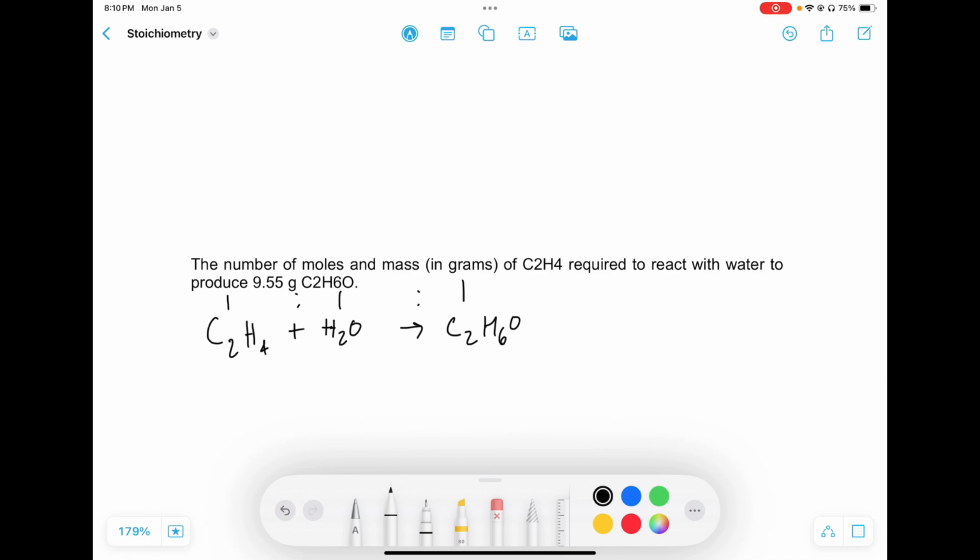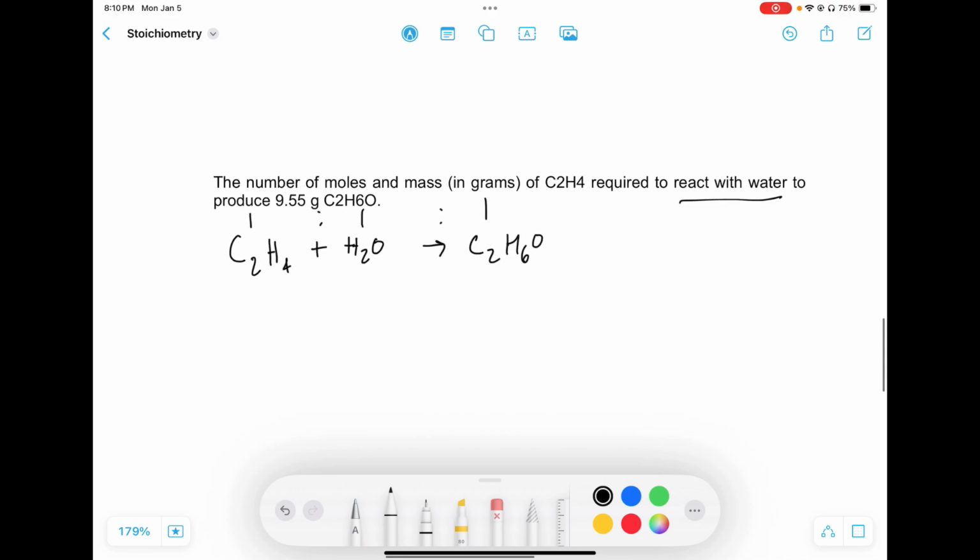So the mole to mole ratio in this equation is 1 to 1 to 1, which is really lucky for us, but most of the time it's not going to be that. And balancing properly will give us the correct mole ratio. Another thing that's important to recognize is that this question is only asking for ethene, and it tells us that it just reacts with water, so that means that water is in excess. We have an infinite amount of it.